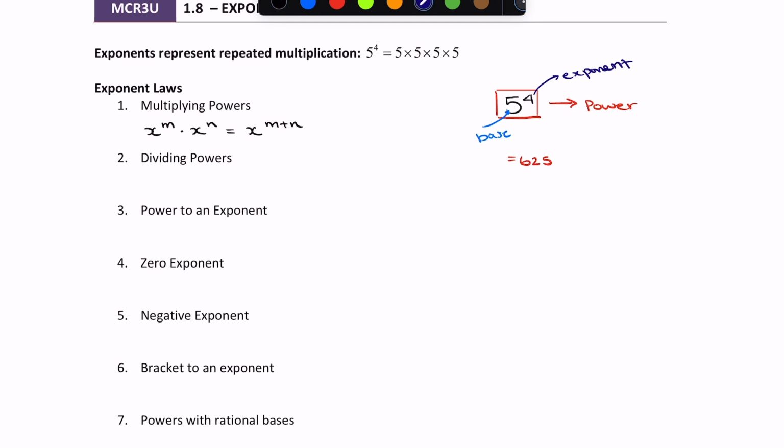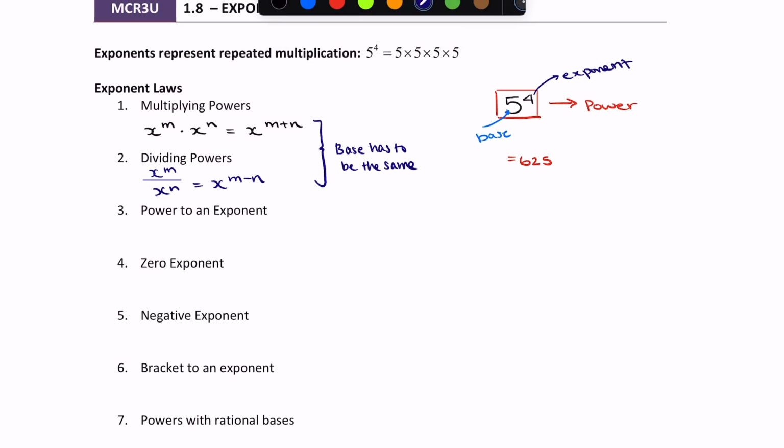When we're dividing powers, so x to the power of m divided by x to the power of n is equal to x to the power of m minus n. So we're subtracting the exponents. Again, the base has to be the same. If the base is different, we cannot use these exponent laws.